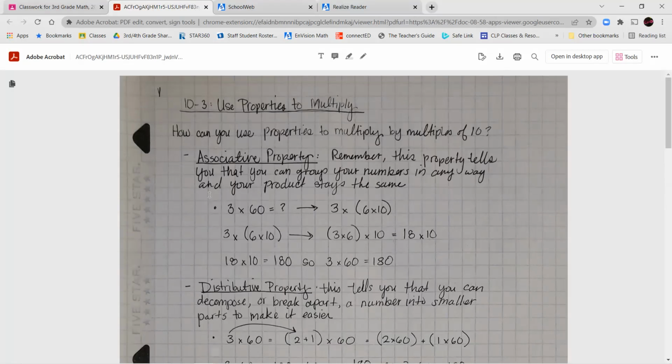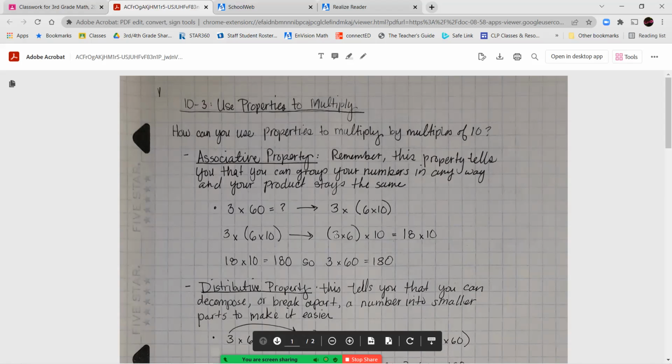So if we're trying to find the product of 3 times 60, that's the same thing as saying 3 times 6 groups of 10. 3 times 6 groups of 10, we can regroup that and say 3 times 6 and then multiply that by the tens. And I know from my basic facts that 3 times 6 is 18. 18 times a group of 10 is going to give me my answer. I know anything times 10 just has a 0 thrown onto the end of it.